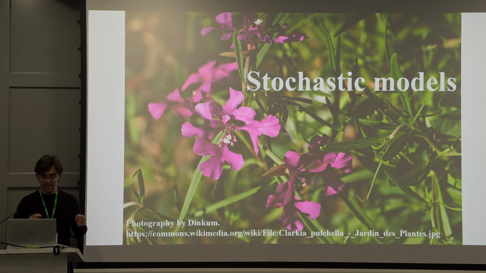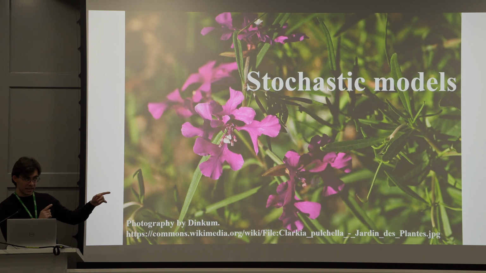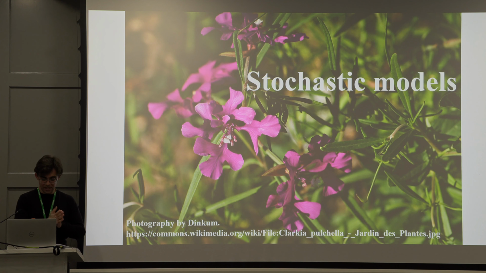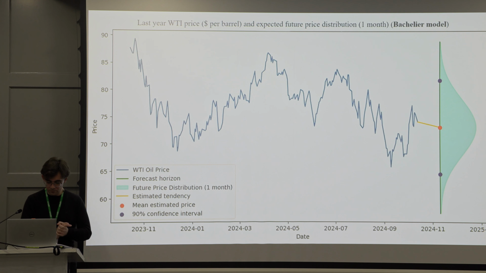prices. That's when the entire energy industry turned to the Bachelier model, which assumes prices follow a Brownian motion, but it adds a linear tendency. Here's a graph of the estimated distribution of the price of WTI a month from now using the Bachelier model.